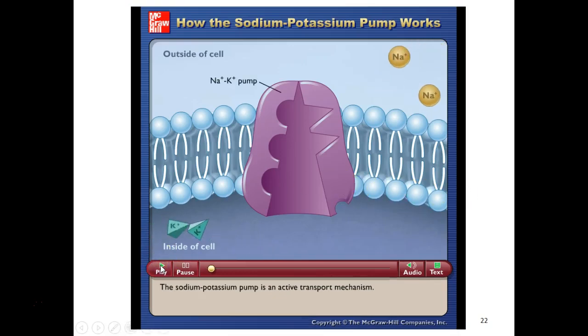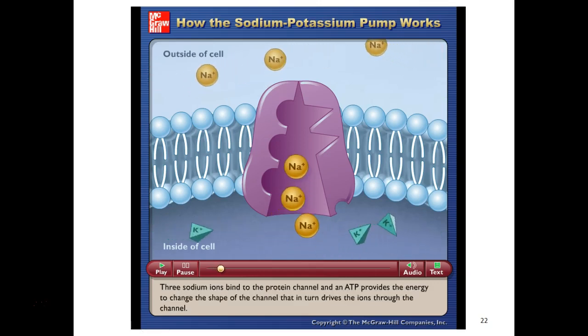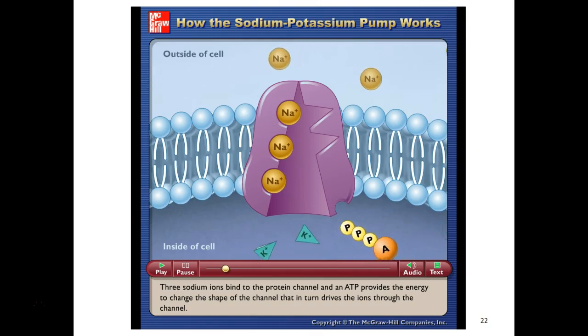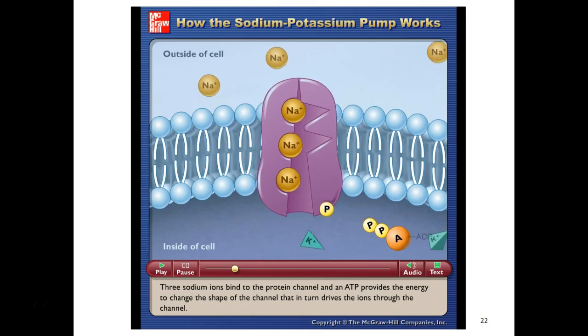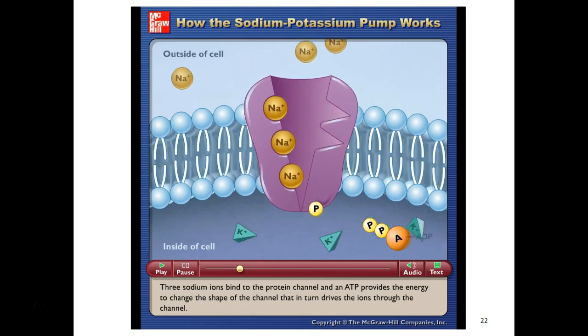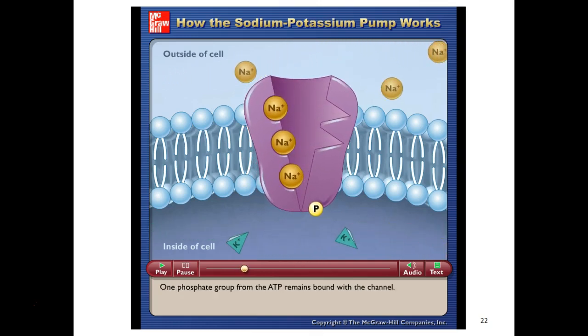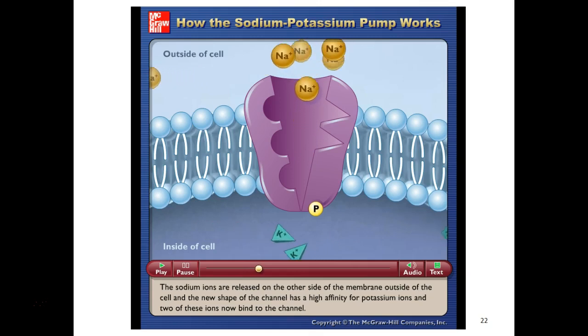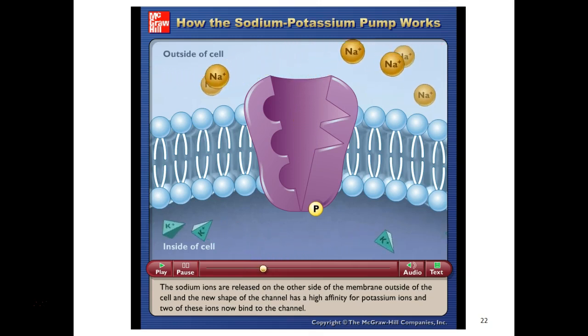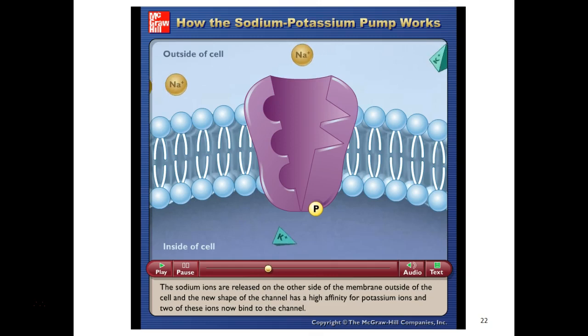The sodium-potassium pump is an active transport mechanism. Three sodium ions bind to the protein channel, and ATP provides the energy to change the shape of the channel, which in turn drives the ions through the channel. One phosphate group from the ATP remains bound with the channel. The sodium ions are released on the other side of the membrane, outside of the cell, and the new shape of the channel has a high affinity for potassium ions, and two of these ions now bind to the channel.